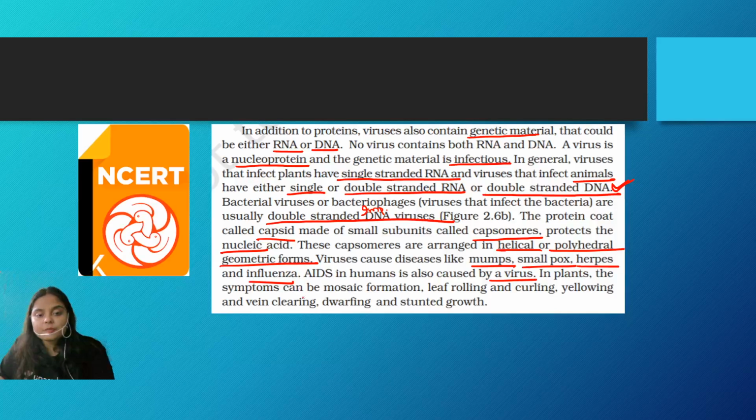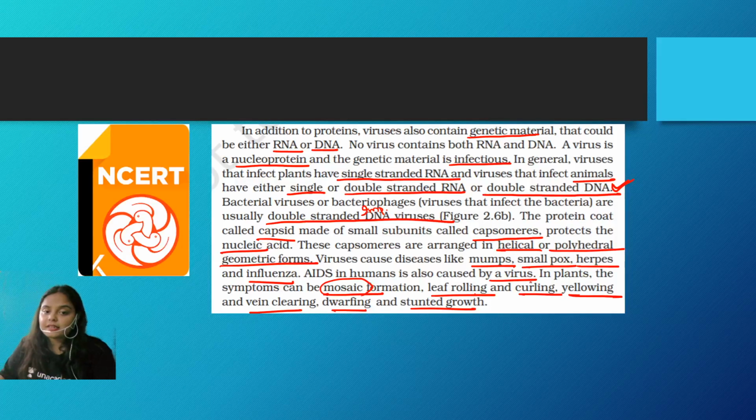In plants, the symptoms can be mosaic formation, leaf rolling, curling, yellowing and vein clearing, dwarfing, or stunted growth. So these are some of the features of the disease caused by viruses in plants. Okay, these are some of the features like the mosaic formation, patches formation, leaf rolling and curling, yellowing and vein clearing, dwarfing and stunted growth. These are some of the features or characters of the plant which is affected by virus.